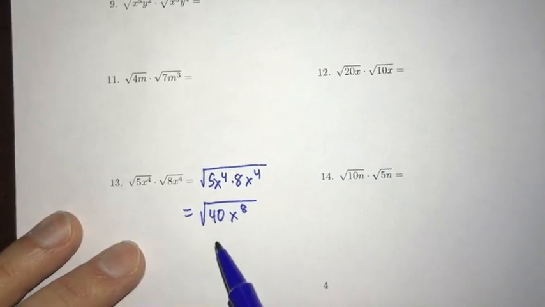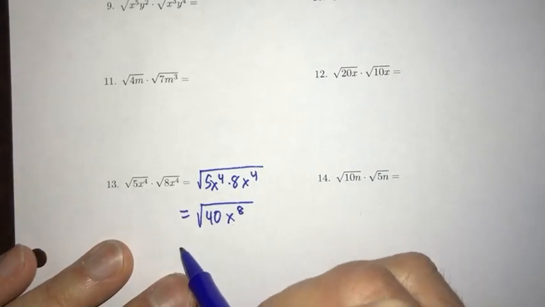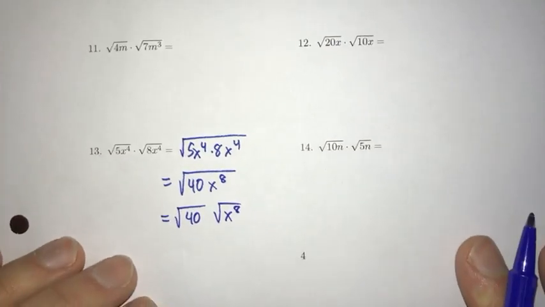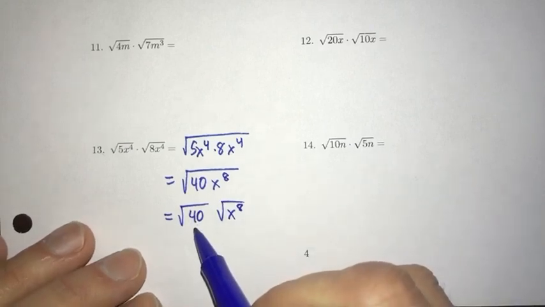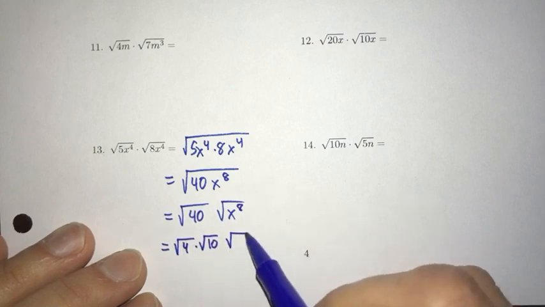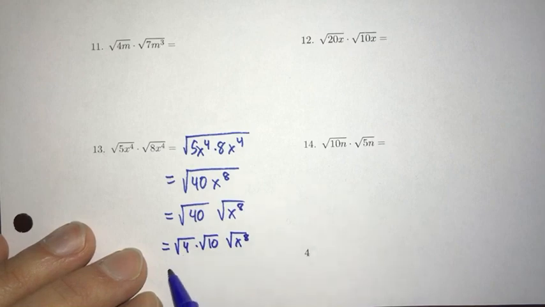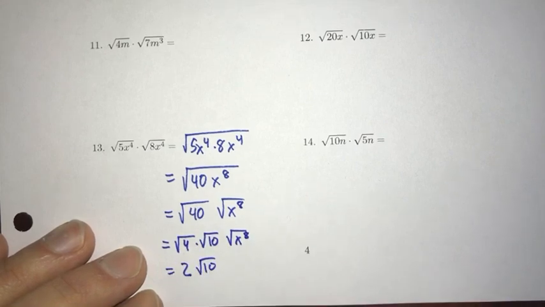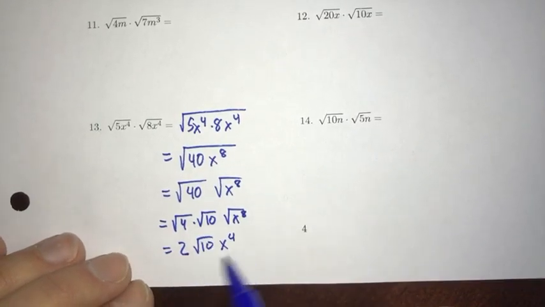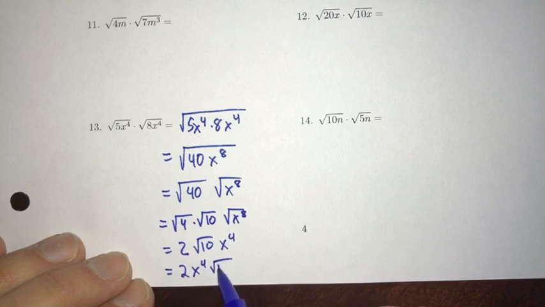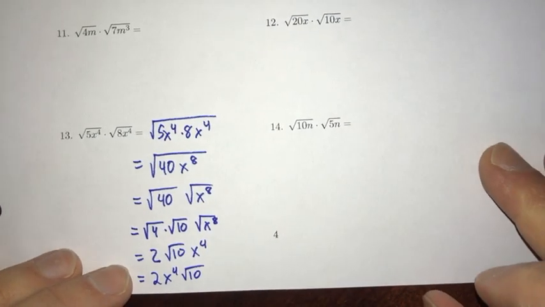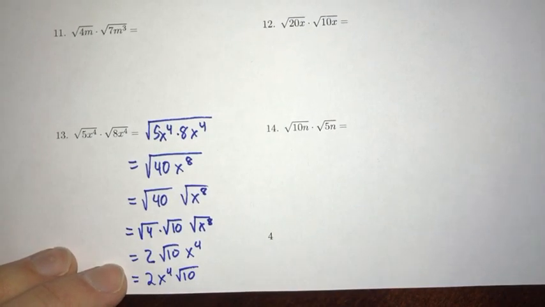Now, when you have a number in front of the variable, I want to break this off separately and give the number and the variable each its own root. Now, 40, how can we break that up in a helpful way? How about 4 and 10? Because the square root of 4 is 2, I'll leave the square root of 10 as it is. It does not simplify anymore. Square root of x to the eighth is x to the fourth. And typically we write the square root at the end of the term. Okay, so again, when you have numbers and letters or variables mixed, break them into separate square roots.